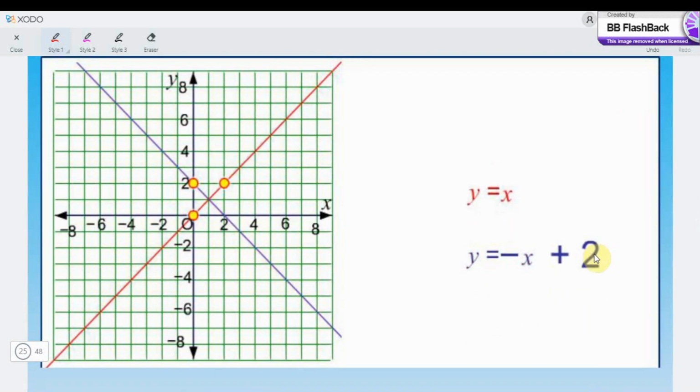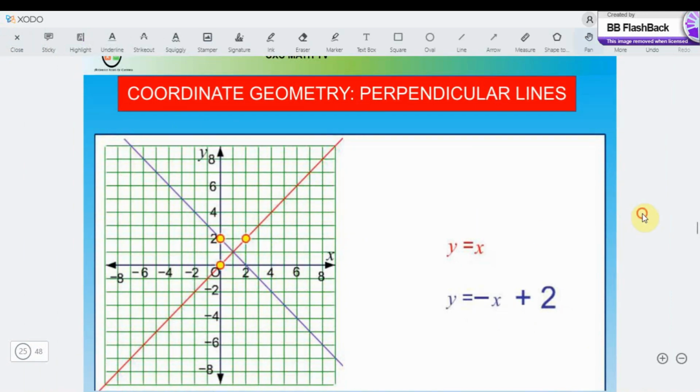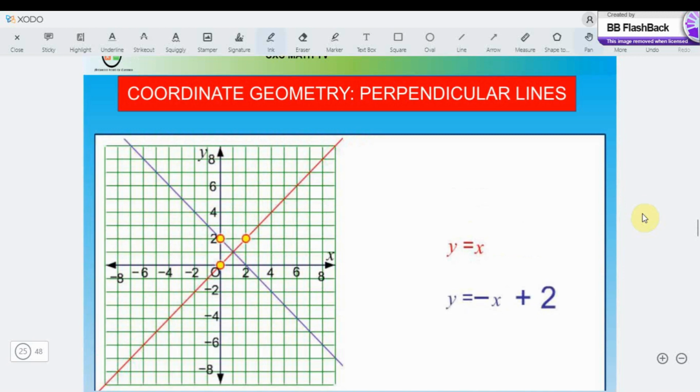I made sure to get a graph to show you what's happening. If I gave you a graph, look at the line in blue and look at the line in red. Notice that those two lines, they do what? They intersect at a right angle. Since they intersect at a right angle, we observe something very special. This is 90 degrees, 90 degrees.